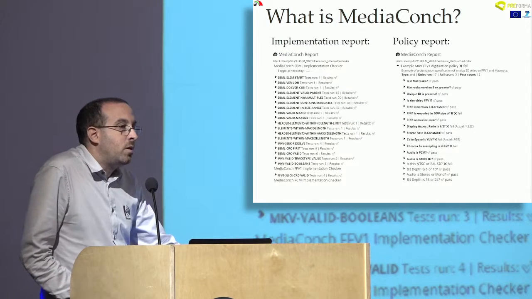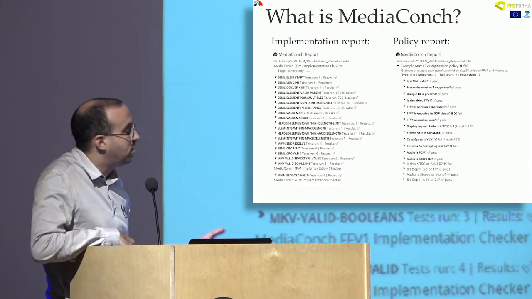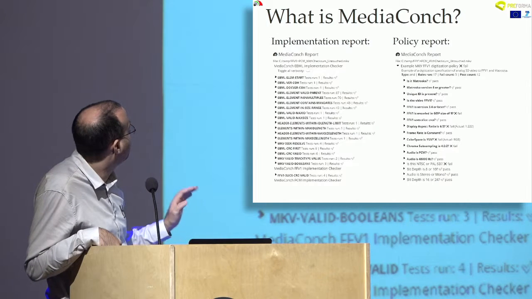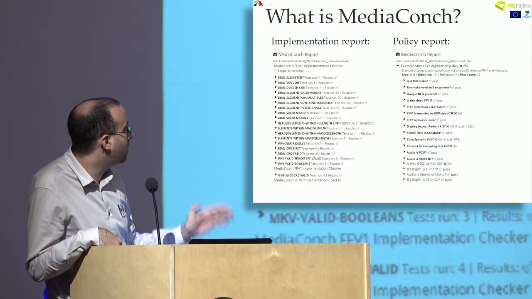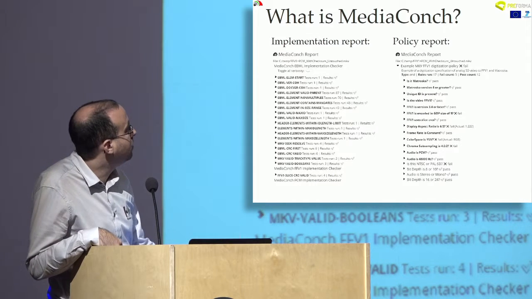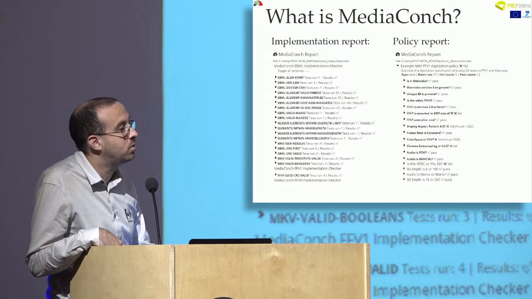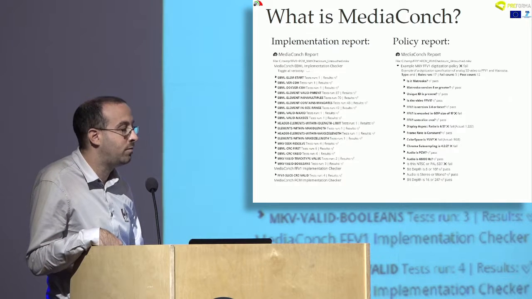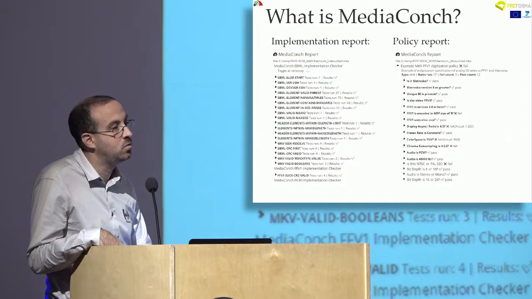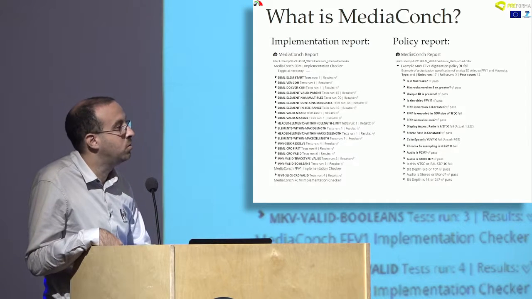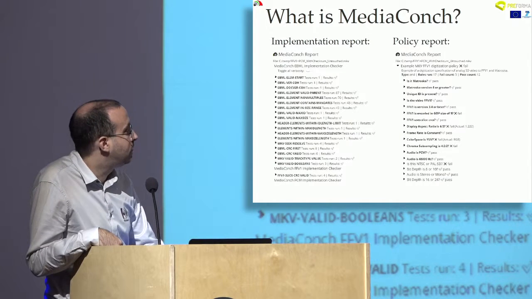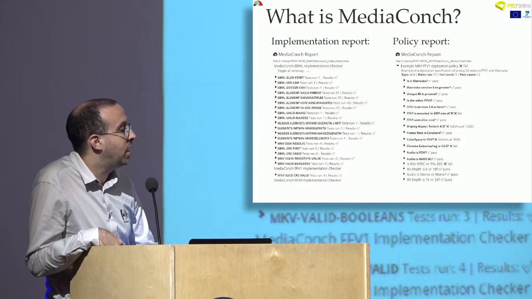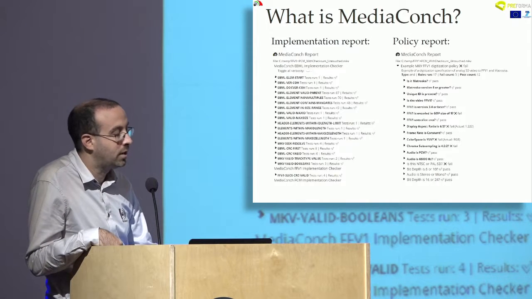So we have an implementation report. On the left, it is compared to the specification, so the names are from the specification, and on the right, we have a policy report. It is the name you put and the rules you put on your side if you need to have files more specific to your needs. For example, you may be interested to know if your file conforms to PAL or NTSC, or if you have some HD or not HD, if you have 4K and so on.